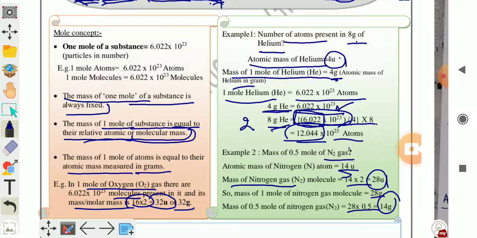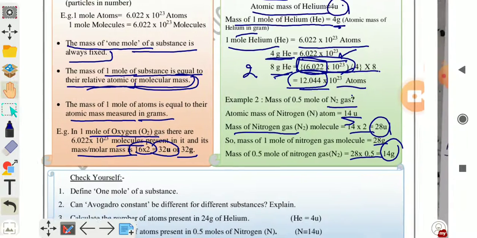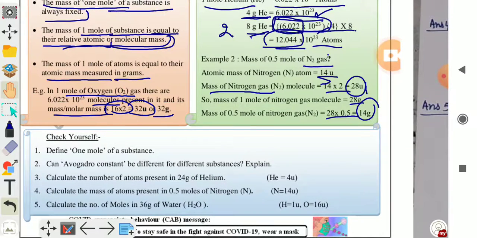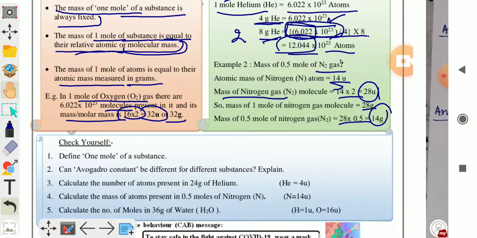So now we will discuss question answer. When you discuss question answer, then the concept will be more clear to you. Now your first question is define 1 mole of a substance, and second question is can Avogadro constant be different for different substance? Explain.